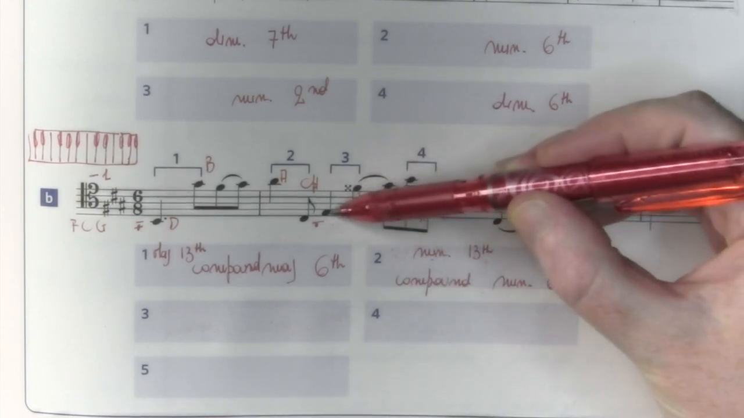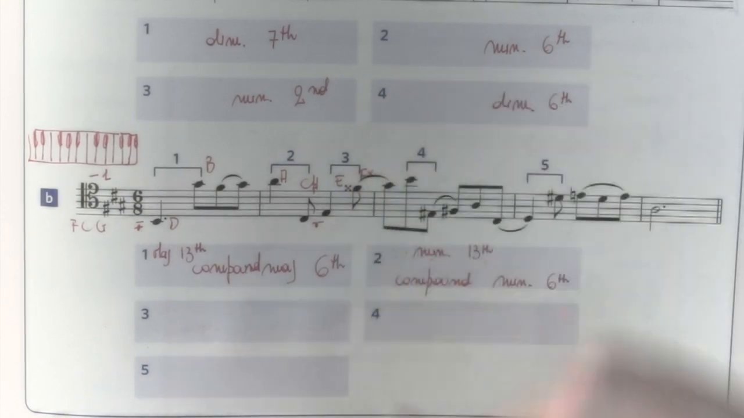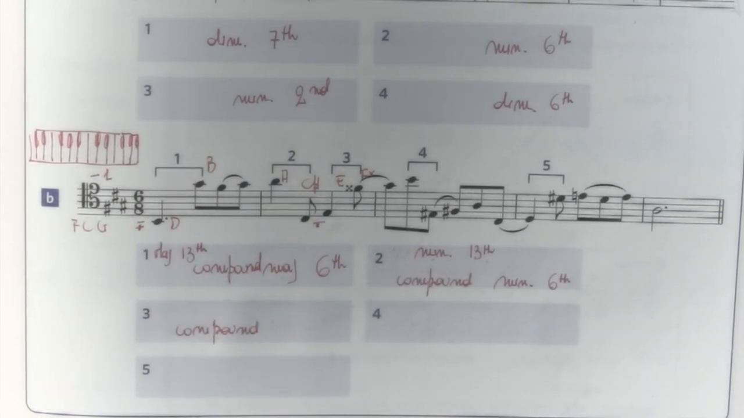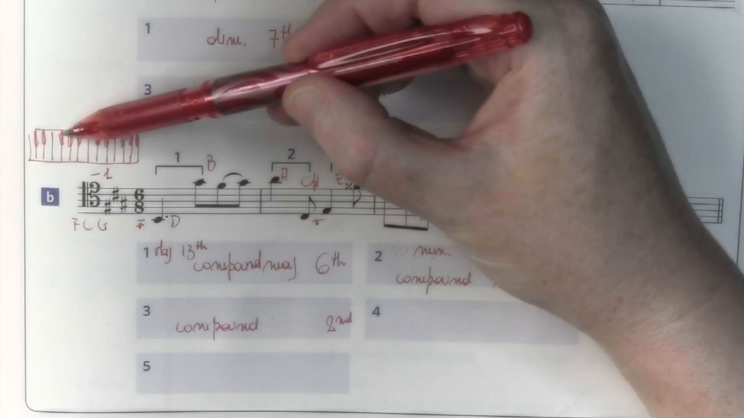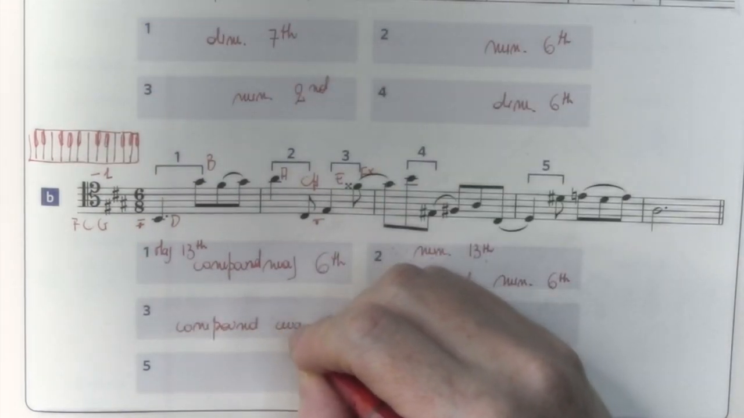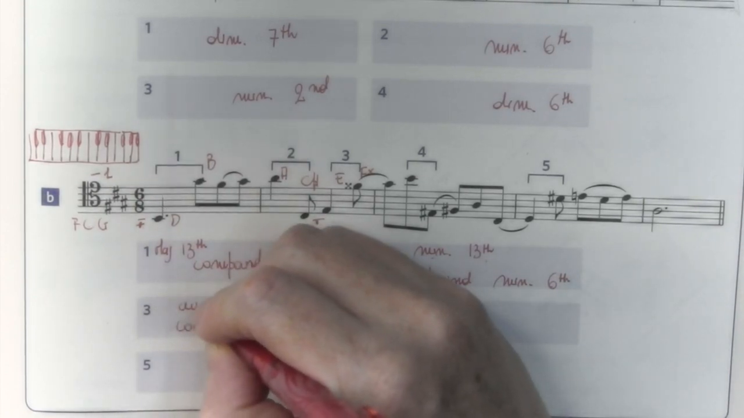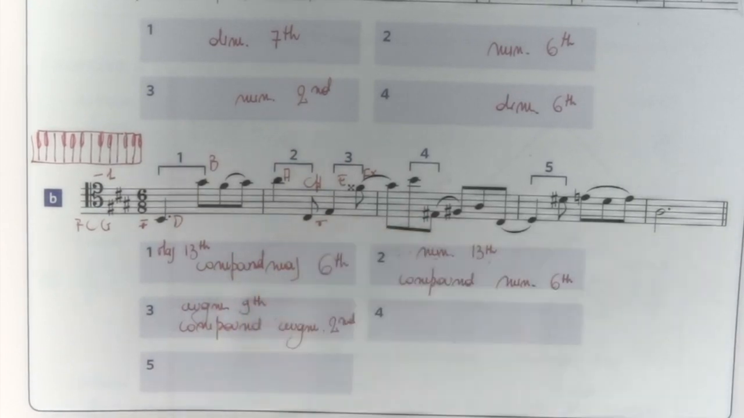Next one. We have fa minus one is mi, and sol double sharp becomes fa double sharp. So, mi, fa double sharp, it is still a compound. I think all of them are compounds. So compound, and then it's a second. Mi, fa double sharp, let's see. Mi fa sharp, that's one tone, is a major second. Fa double sharp is augmented. So, augmented second. Compound augmented second, which becomes an augmented ninth. Two plus seven.